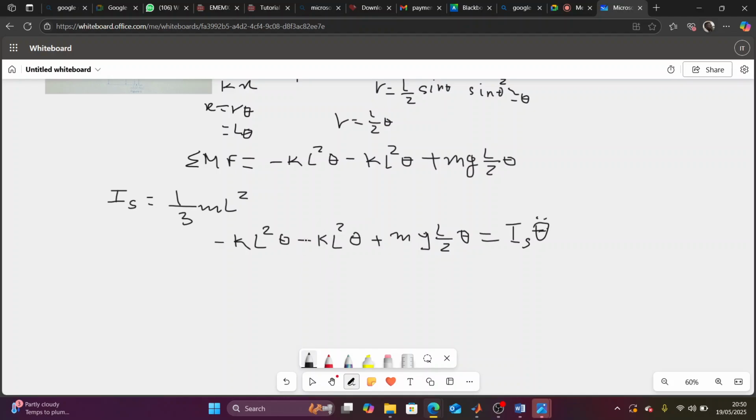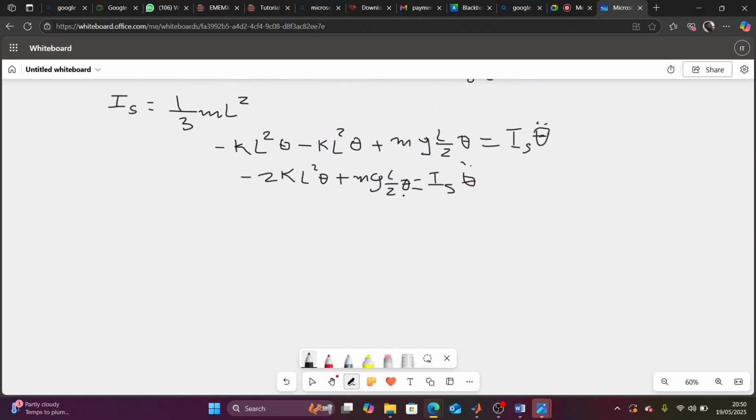Now, what is happening here? This k here is the same in this case, so you can put them together. You have minus 2k L squared theta plus mg L over 2 theta equal to the moment of inertia times theta double dot. Now what is happening here, guys? What do we do when there's no external force applied? Everything should be equal to 0.